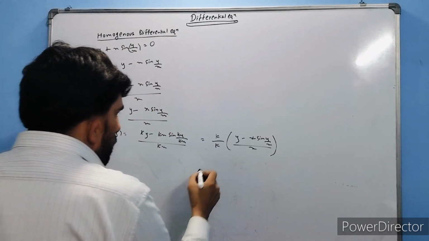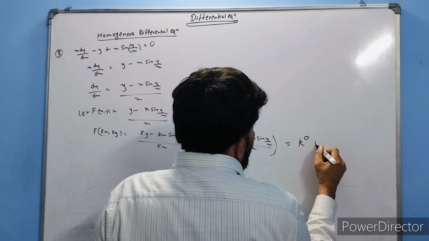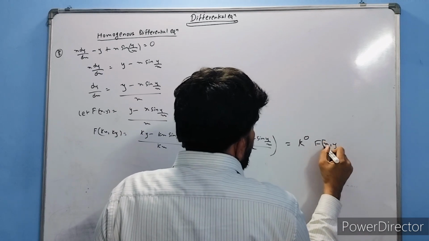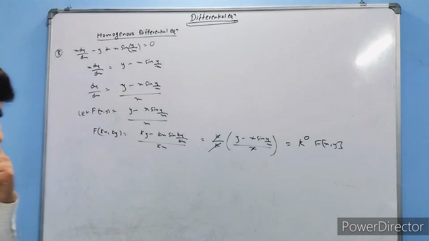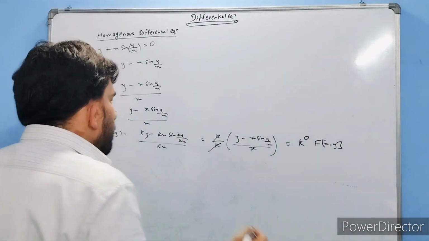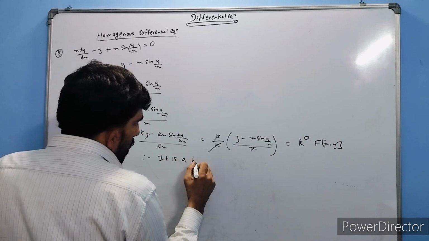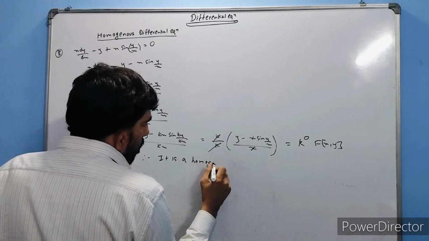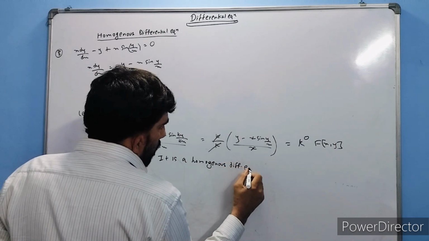Okay, so I'll reduce this. We can write k to the power 0 f of x, y. So we can say they have the same degree. So we can say this equation is a homogeneous differential equation. Therefore, it is a homogeneous differential equation.